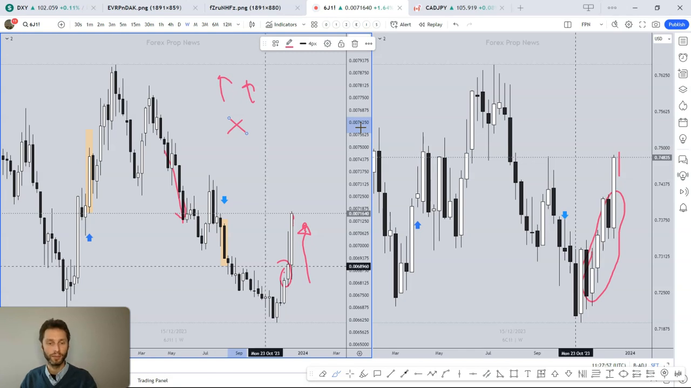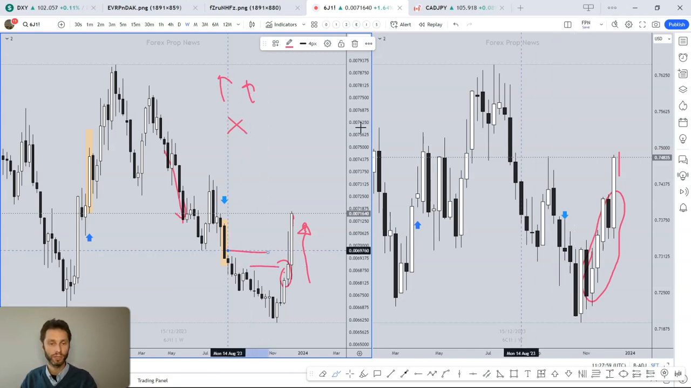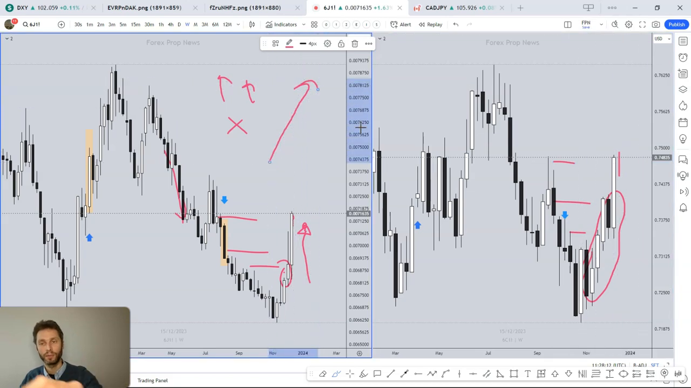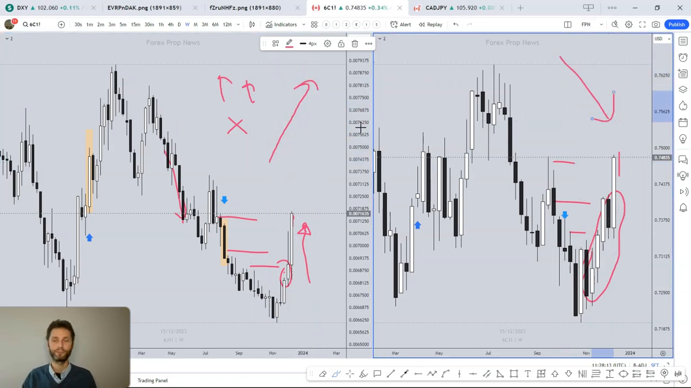So yeah, this clear strength, we've got structures being broken here to the left, we've got structures being broken here to the left on the CAD as well. This is not a scenario we want to see. We want to see the opposite. One trending up and the other trending down, or vice versa. Okay.